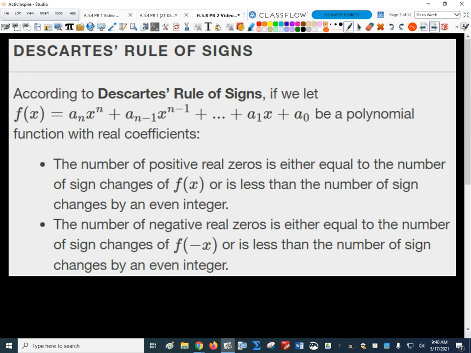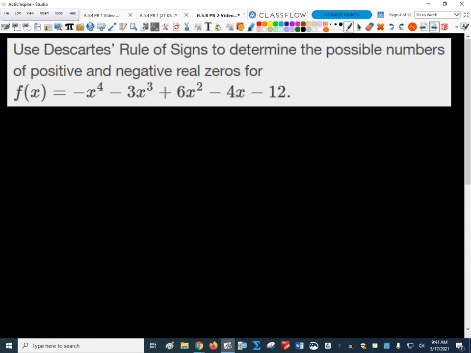If you write the polynomial in standard form, the number of positive real zeros is either equal to the number of sign changes of f of x, or it's less than that number of sign changes by an even integer. It could be 2 less, 4 less, 6 less, etc. The number of negative real zeros is either equal to the number of sign changes of f of negative x, or it's less than that by some even integer amount. So let's try this.